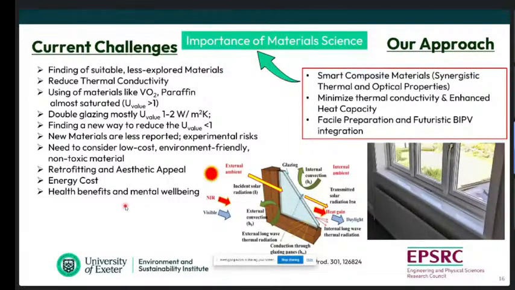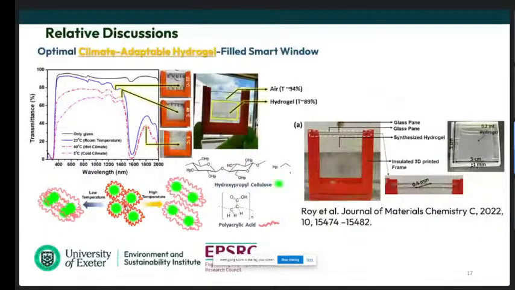Here also is the importance of material science, because without material science we cannot design this kind of feature in a material. A quick example of what we have done here: we made a hydrogel. Why did we choose hydrogel? Because it is a biocompatible material and very easy to synthesize, with no harsh chemicals or complex synthesis. It is made of hydroxypropyl cellulose and polyacrylic acid.